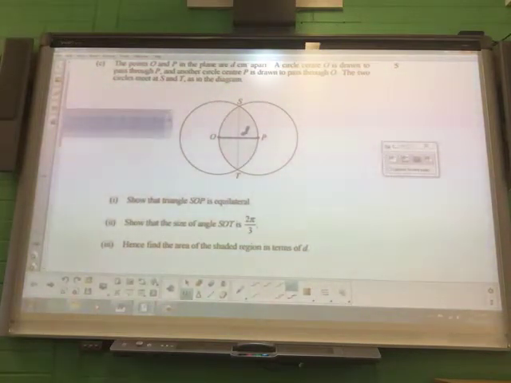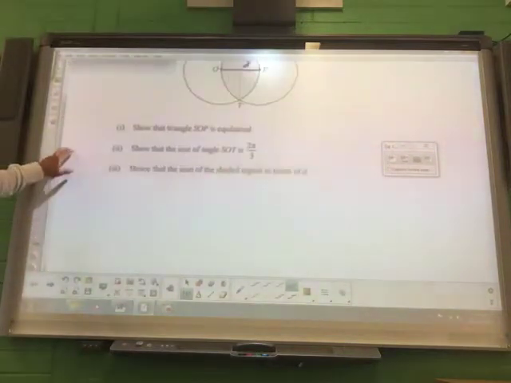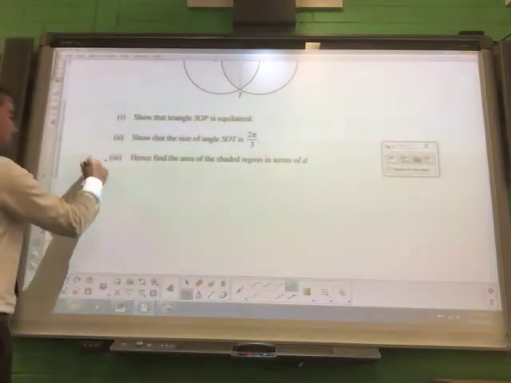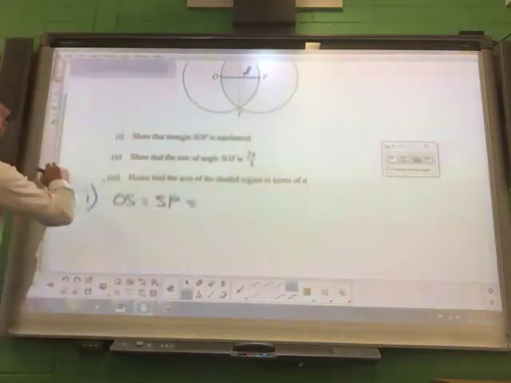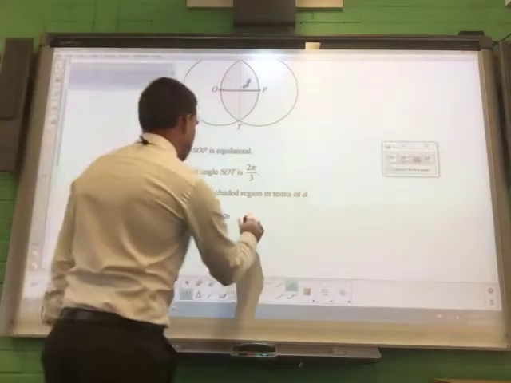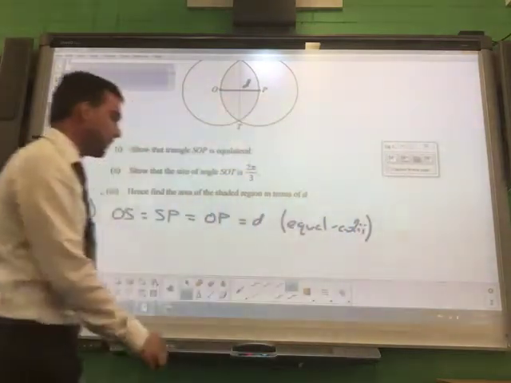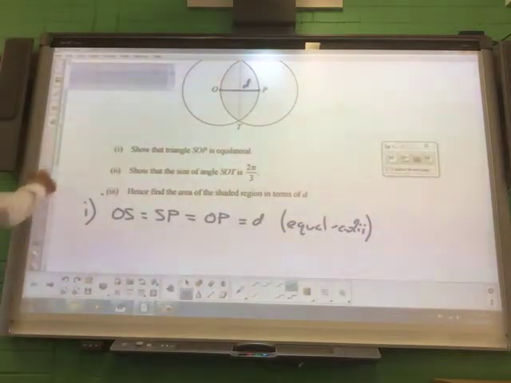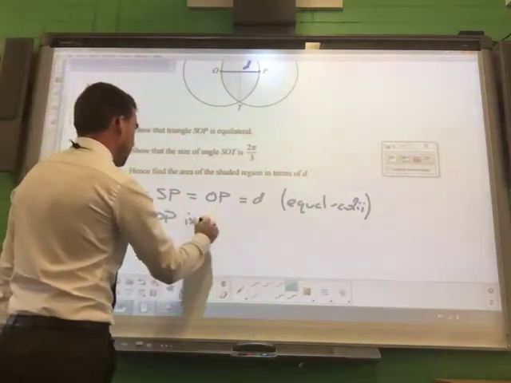OP equals OP, we already know that. It's the same line, same interval. So OS equals SP, equal radii. Good. So OS equals SP equals OP. I suggest you make some reference to what you're told already. OP is of course d, and the reason is equal radii on all those. So that must imply that triangle SOP is equilateral.